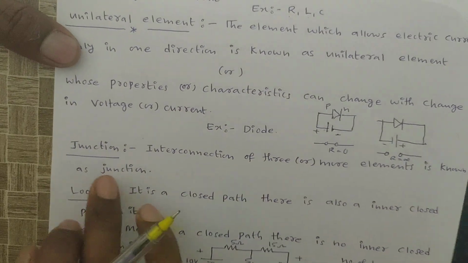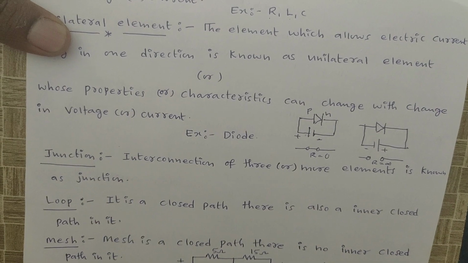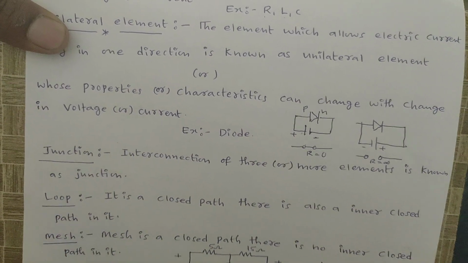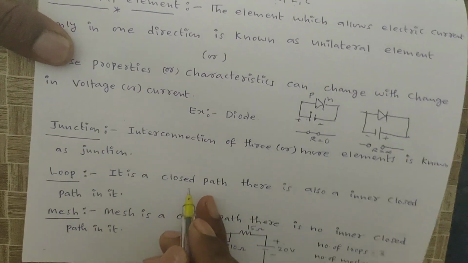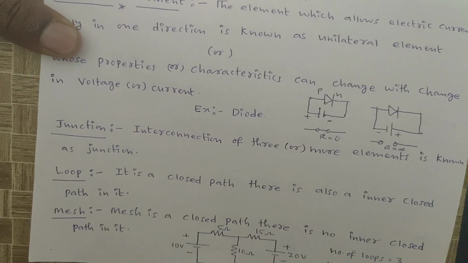Okay, next, junction. Junction is nothing but an interconnection of 3 or more elements, known as a junction. Okay, next, loop. Loop is a closed path. There is also an inner closed path in it.